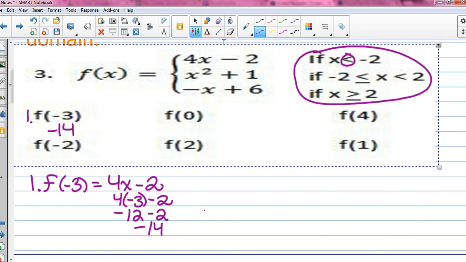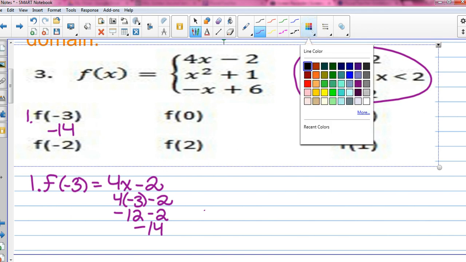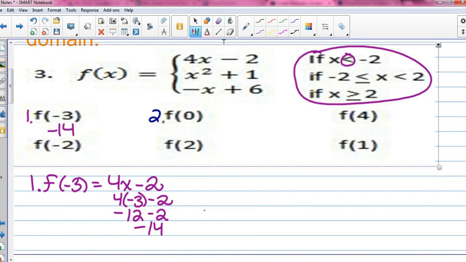Now I'm going to do f of 0. What I need to do is figure out which function it is. Well, 0 is between negative 2 and 2. So I have to use the one in the middle. Zero squared is 0, and 0 plus 1 is 1. So I use the one in the middle.